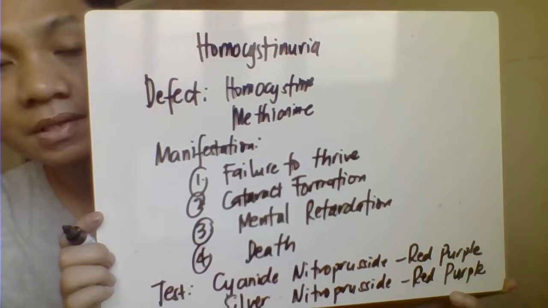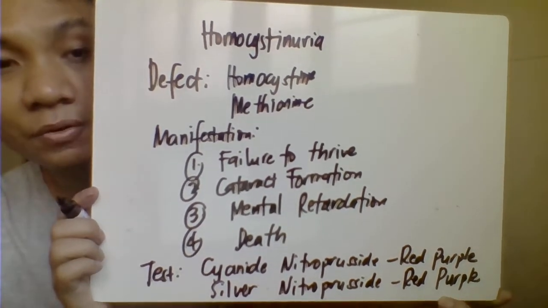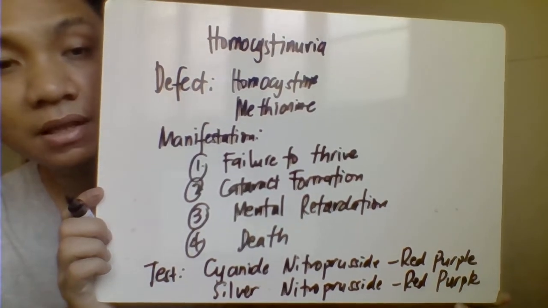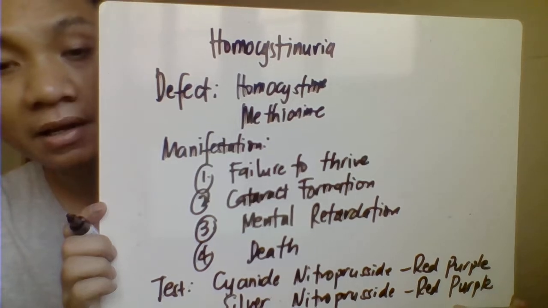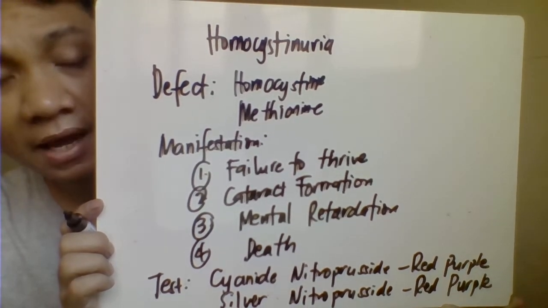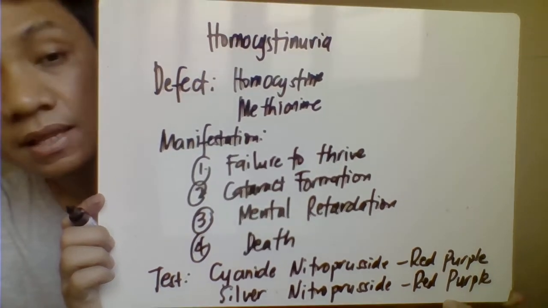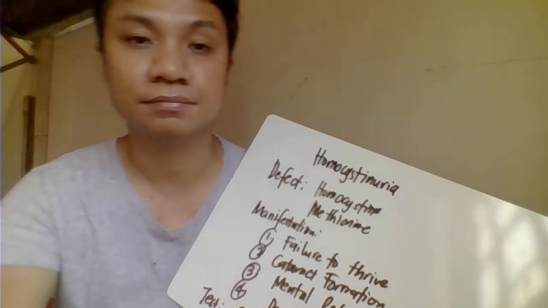The test for the homocystinuria still has your cyanide nitroprusside test, same as our cystinuria and cystinosis, which is also red-purple. Only that the most confirmatory test that would differentiate it from your cystinuria and your cystinosis would be your silver nitroprusside test, where only homocystinuria gives a positive result.